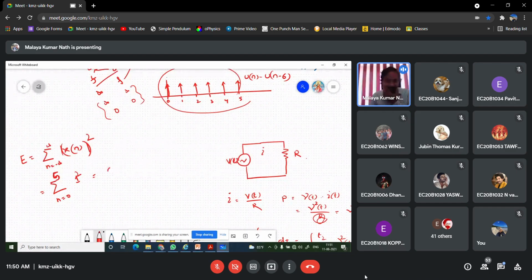Any doubt? Please tell me. For n equal to 0, 1; n equal to 1, 1; n equal to 2, 1; n equal to 3, 1; n equal to 4, 1; n equal to 5, 1. So if you add it, it will give rise to your 6. So in this case, your energy is becoming finite.